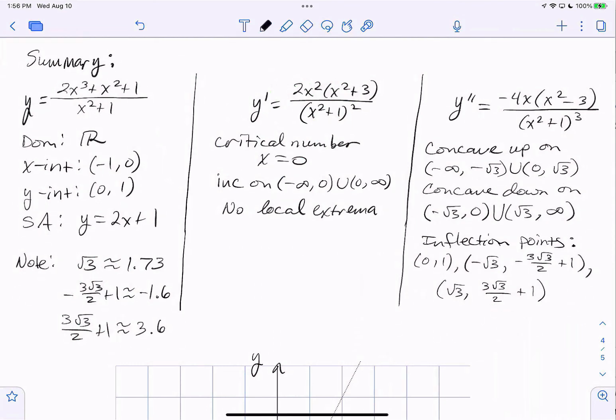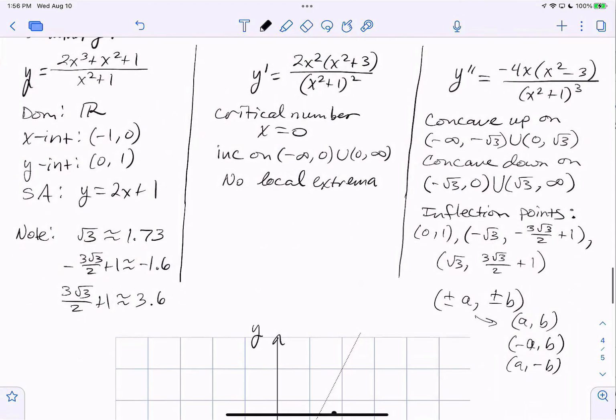Folks, I don't want you to write down plus or minus a, comma, plus or minus b in this case. That actually implies 4 different points: a, b, negative a, b, a, negative b, and negative a, negative b. I know it's tempting to want to write down plus or minus for these, but we only have 2 points. We don't have 4, so it doesn't work in this case.